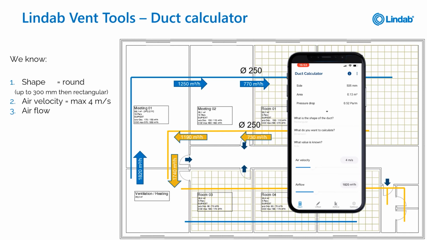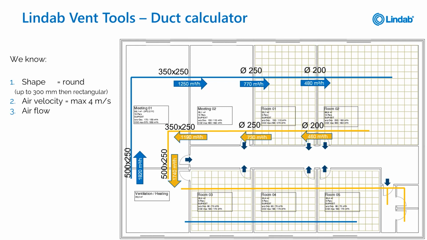Taking the others, airflow 1820. Immediately we get a size which is 505 millimeters on the top right corner, and then we say it's 505 by 250. Now we can use exactly these given ducts here and type them in to the project.